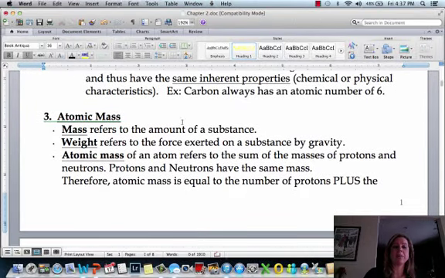If we start talking about atomic mass, it gets a little bit different. Atomic mass is going to be talking about the sums of the masses of protons and neutrons. So what that means is it's the number of protons plus the number of neutrons.